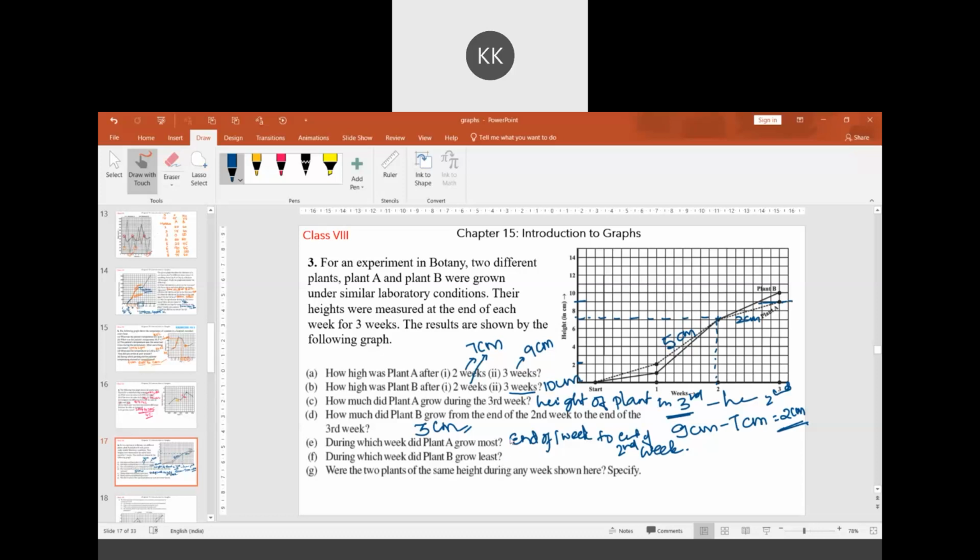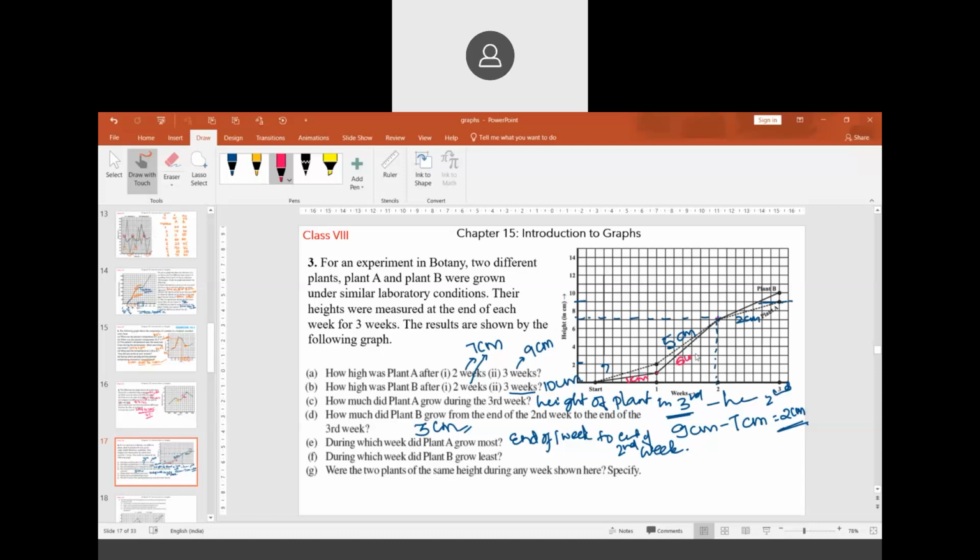Again, from the end of the first week to the second week. In the first week, how much is the difference? 1 centimeter. Only 1 centimeter, sir. Let me change this color. This is 1 centimeter for plant B. From here to here, if you observe, 7 minus 6, 1 centimeter.